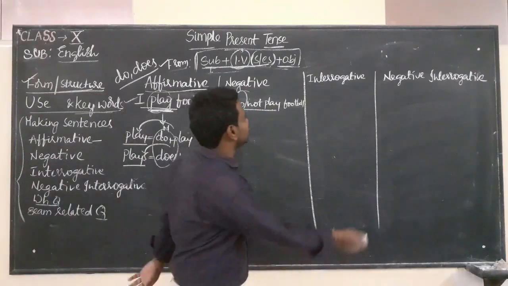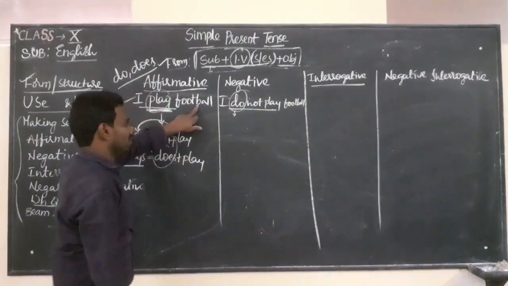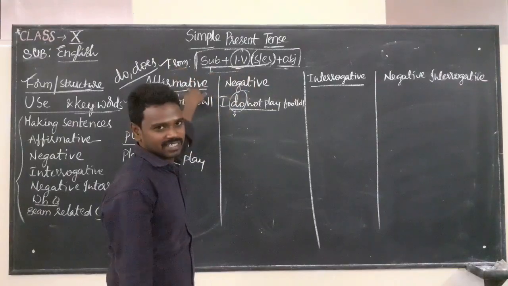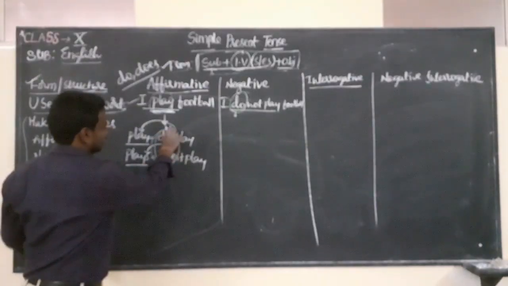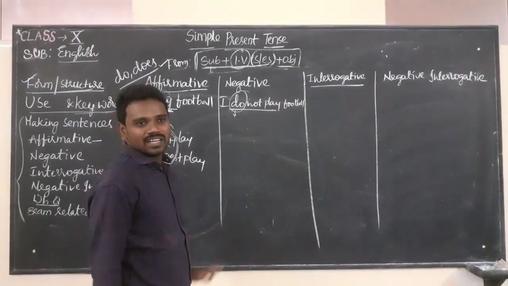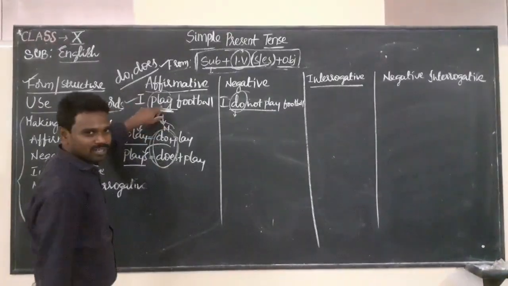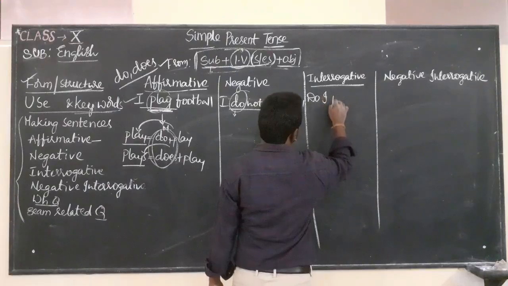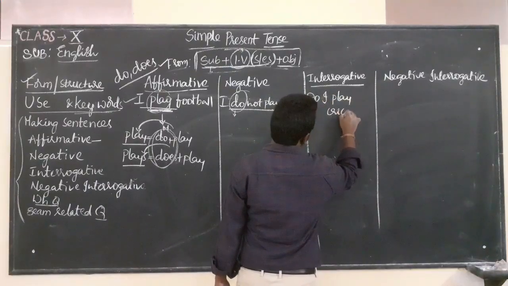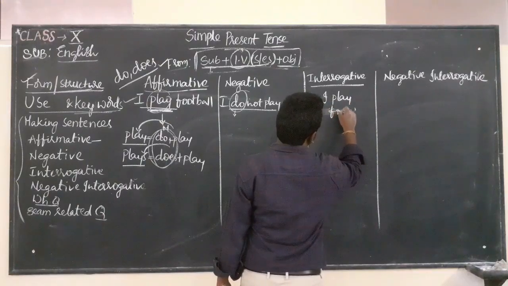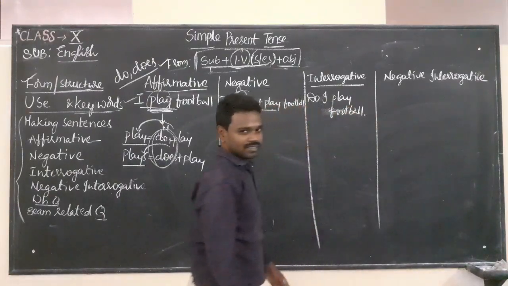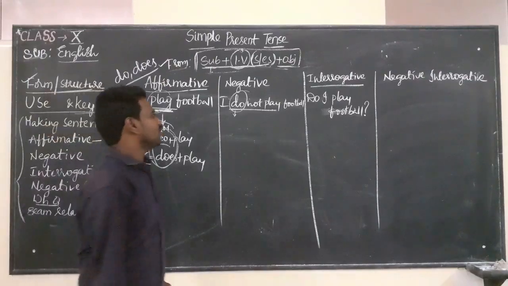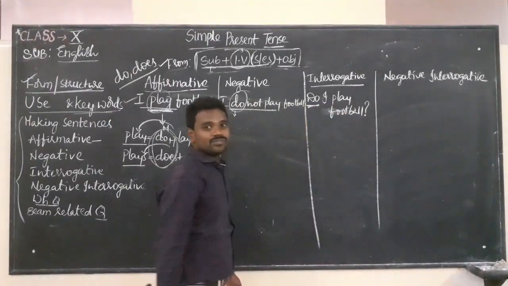So when I want to change this into an interrogative sentence, I play football. Even when you want to make an interrogative sentence, you need the helping verb in simple present tense. What are the helping verbs here? Do or does again. With the help of do, I can make an interrogative sentence. Play means do plus play. So with the help of do, I can write a question. Do I play football? Not cricket. Football. Do I play football?